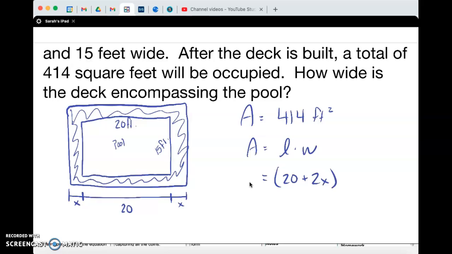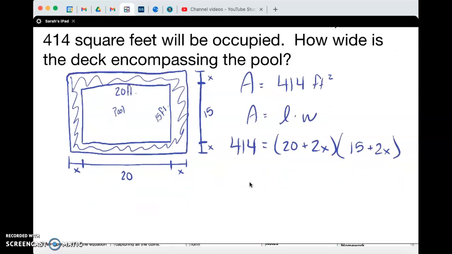So I have both sides. And I can do the same thing for this width here. That middle portion is 15. But then from here to here, and here to there, these are both X's. Again, that's the width. So 15 plus 2X. Well, you know, the area was 414. So there's my equation that I need to solve.